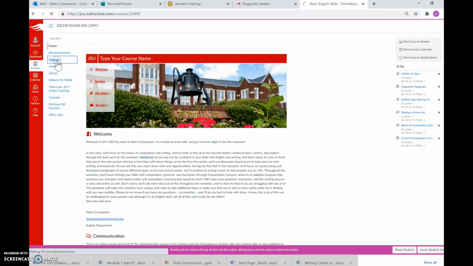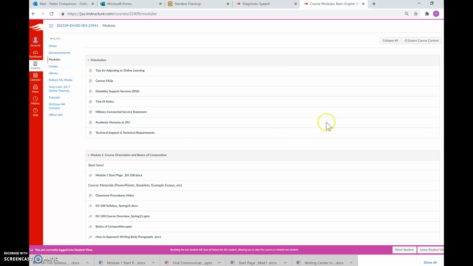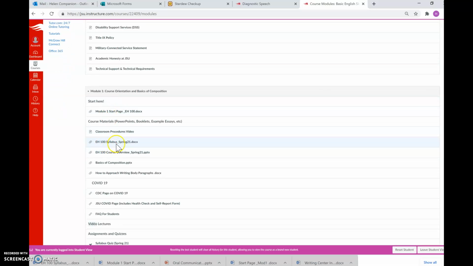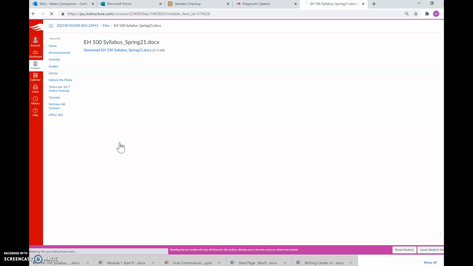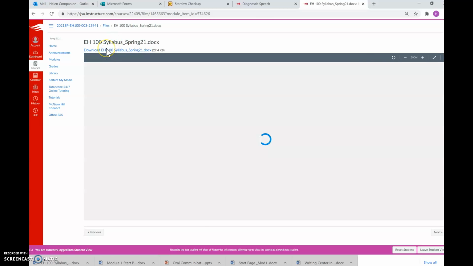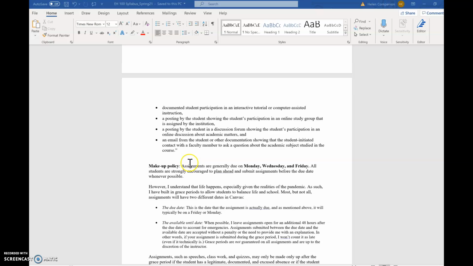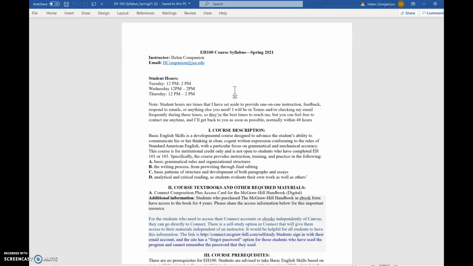So we're going to go over here to modules, and we're going to go to the first module and talk about the syllabus. I'll show you how to access it. You just click there. Then if you want to download it to your computer, you can, or you can review it here. I like to download it, but that's up to you. So we'll click on it, open it here, and here we go.